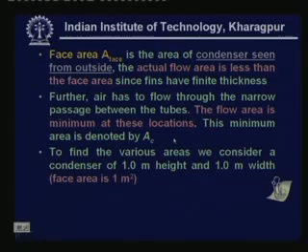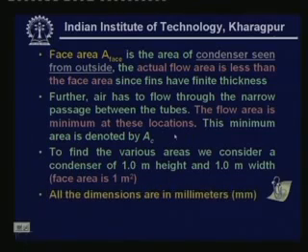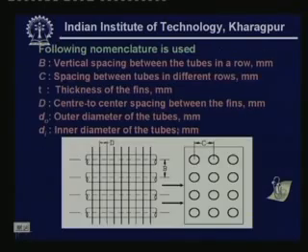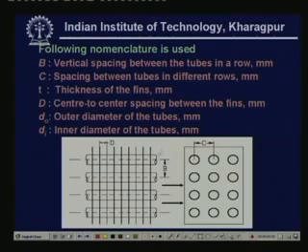To find the various areas, we consider a condenser of 1 meter height and 1 meter width. That means we take a condenser having a face area of 1 meter square, and all the dimensions are expressed in millimeters. And we will use the following nomenclature. B is the vertical spacing between tubes in a row. That means this is one single row, so B is this. Okay, center to center distance between two adjacent tubes.